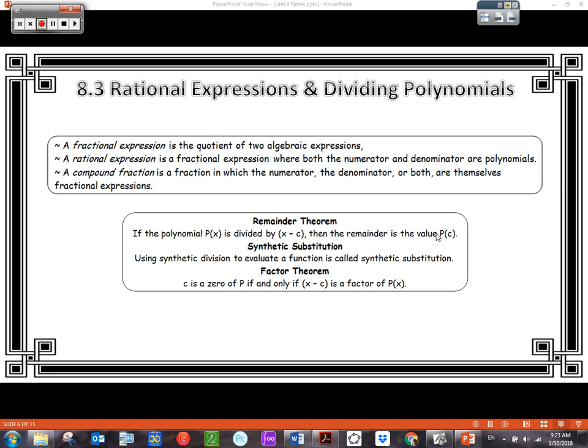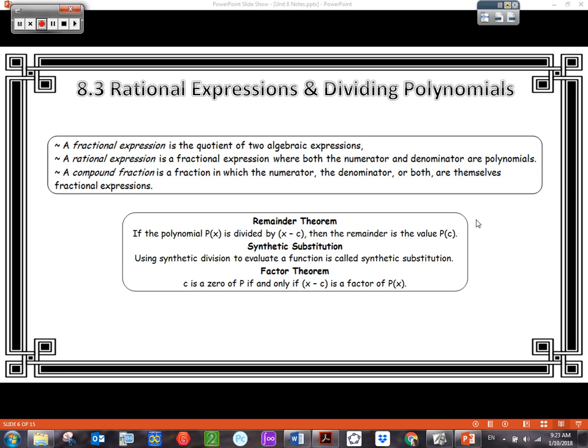And synthetic substitution is kind of a takeoff on that. We can use synthetic division to evaluate a function. Evaluate a function means this thing, p of c. It's called synthetic substitution. I could use synthetic division and put 2 in the little box, like we do synthetic division, and my remainder is going to be p of 2. So I think that's just an interesting side note on how that's related.